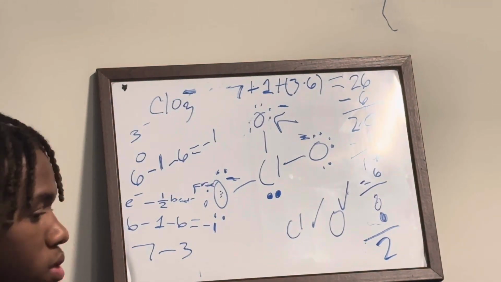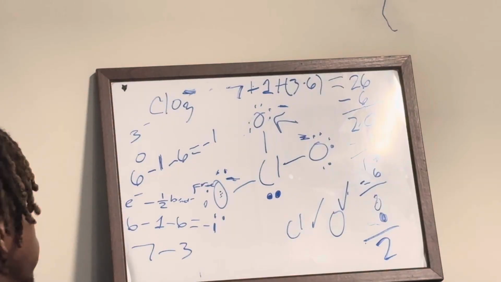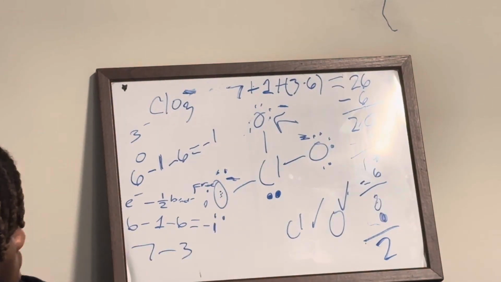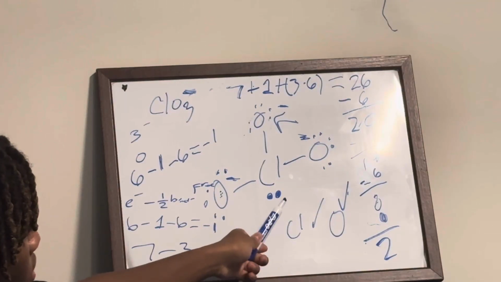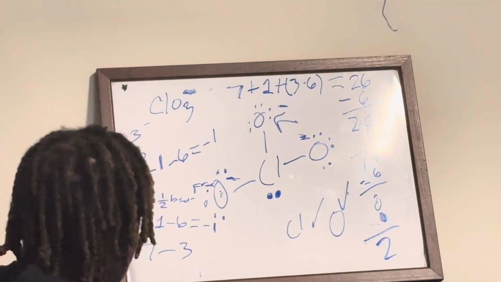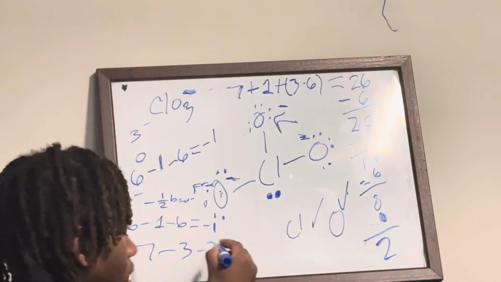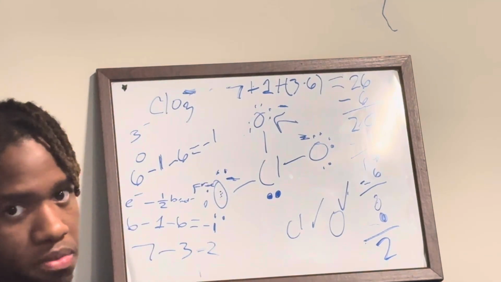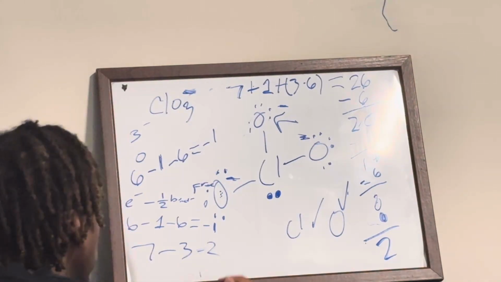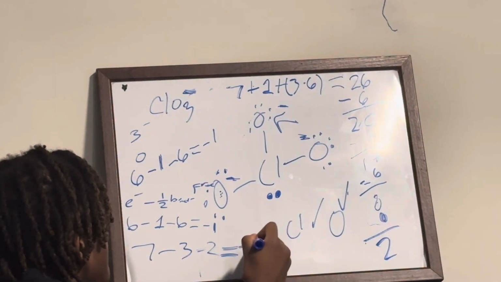Then we do the free electrons, right? And then that gives us the 2 right here. So this is 1, 2. Then we just minus 2. And it'll follow that formula every single time for formal charges. So this is 7 minus 3 minus 2. That's fine. That equals a plus 2.